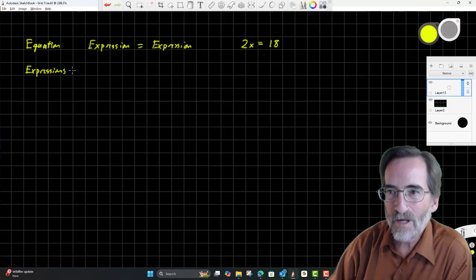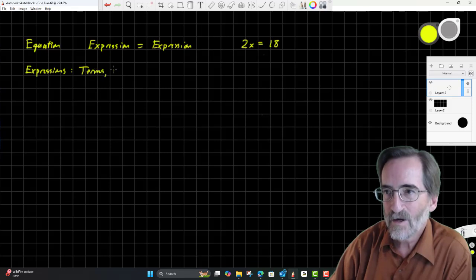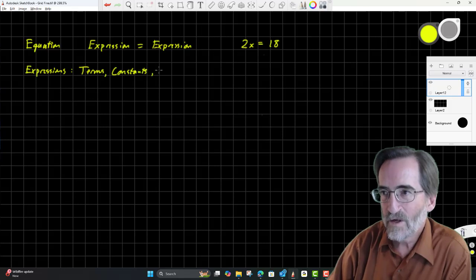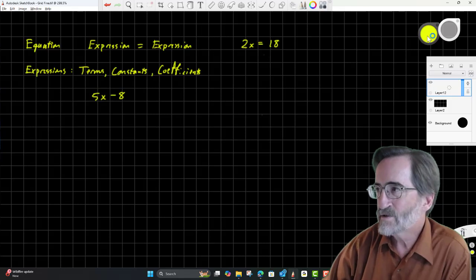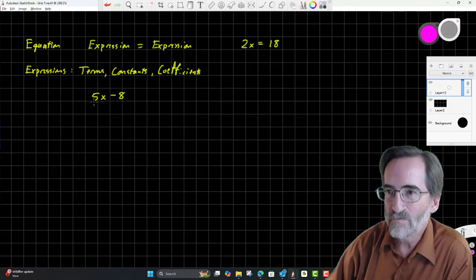And expressions are made up of the following parts. They're made up of terms, constants, and coefficients. Okay, so consider the algebraic expression 5x minus 8. This algebraic expression is made up of two terms, 5x and 8. You'll notice that terms are things that are added or subtracted.